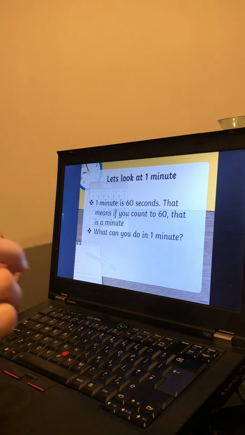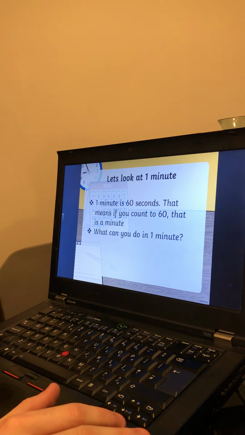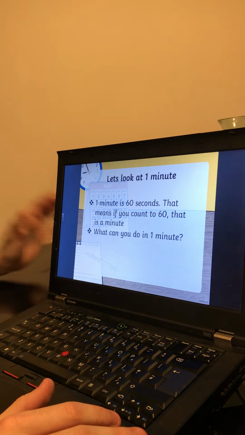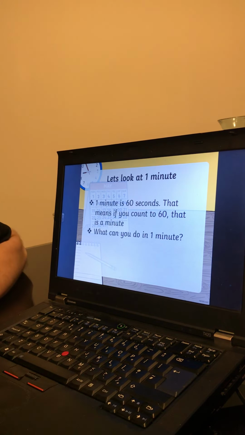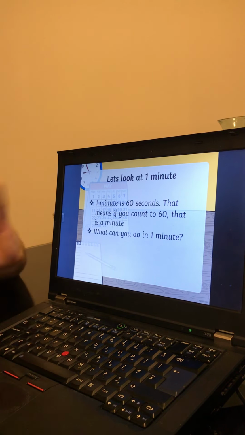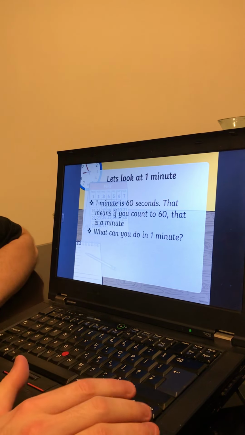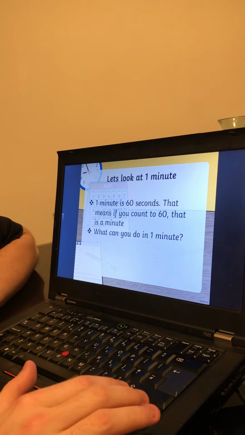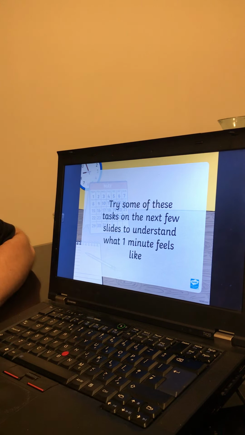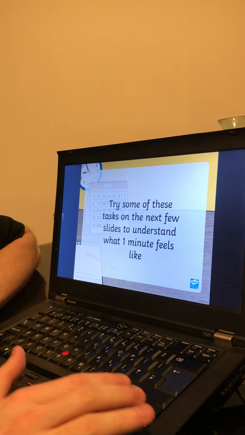So, let's look at 1 minute. As I've said before, 1 minute is 60 seconds. That means if you count to 60 and you're doing it at a kind of an average speed, so you're not going really, really quickly, but not counting too slowly either, that will roughly take you to 1 minute. So what do you think we can do in 1 minute? Let's have a look. I want you to try some of these tasks on the next few slides to understand what 1 minute actually feels like.